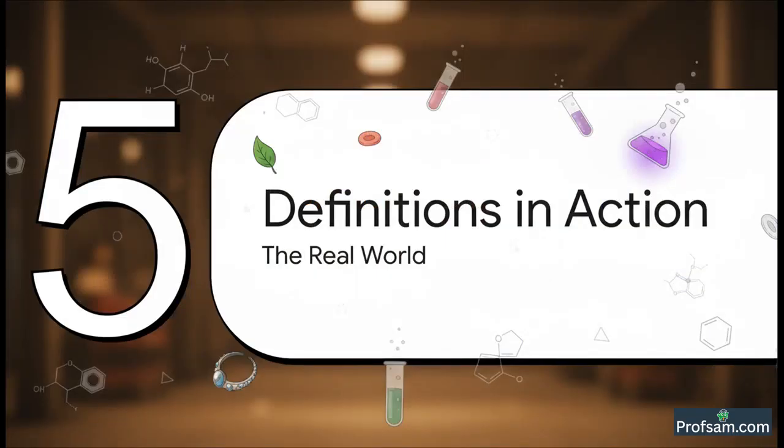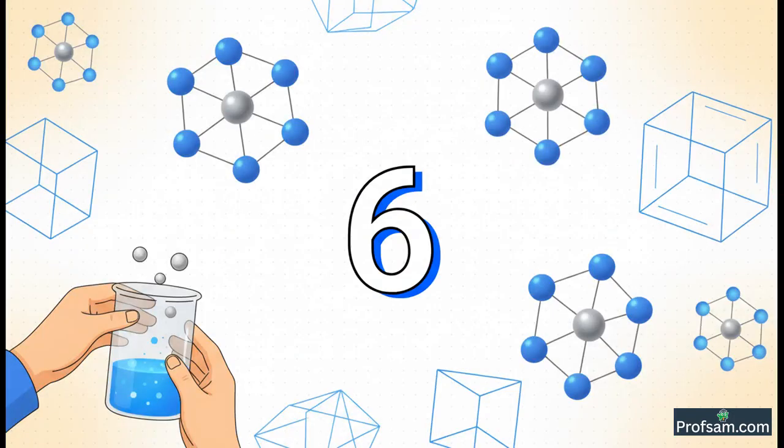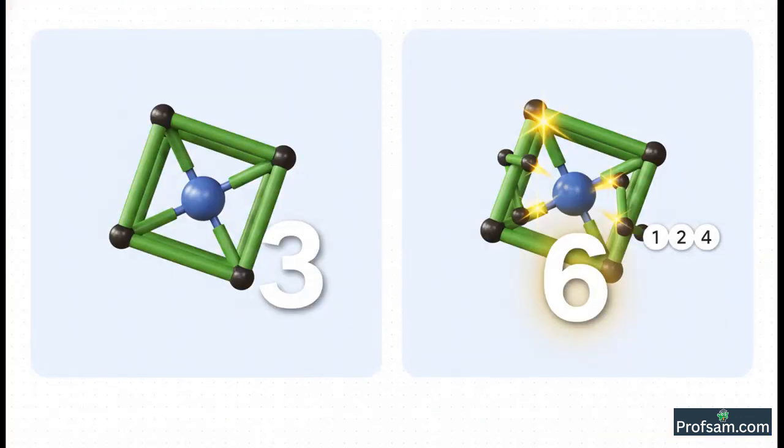Okay, now that we have the theory and the visualization, let's apply our new vocabulary to some real-world examples. And I have one that might just surprise you. Look at this complex ion. If I ask you what is the coordination number here, a lot of students would quickly say 3, but the correct answer is actually 6. And this example perfectly illustrates the common mistake we talked about.